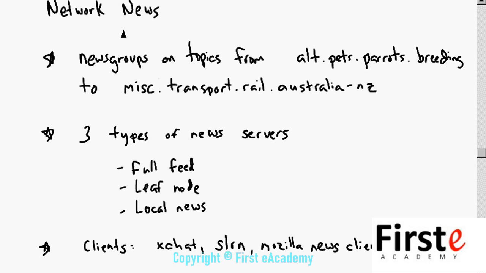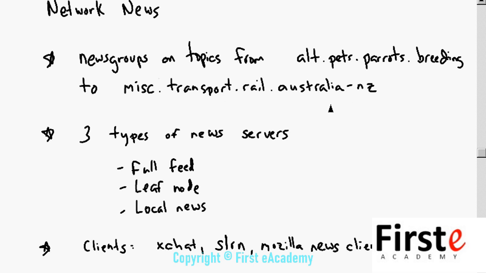All right, well, in our remaining time, let's talk a little bit about network news and the software involved with getting a network news server and client to work on your machine. If you've ever perused the news groups, you know there are topics out there on all sorts of stuff, everything from alt.pets.parrots.breeding to misc.transport.rail.australia and New Zealand. Sometimes when I go through the list of news groups, I'm amazed there are even 2 subscribers to some of them, because things are just so specific.